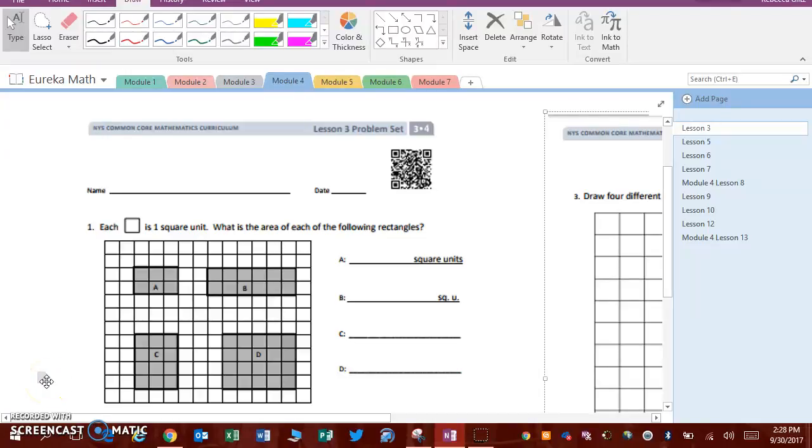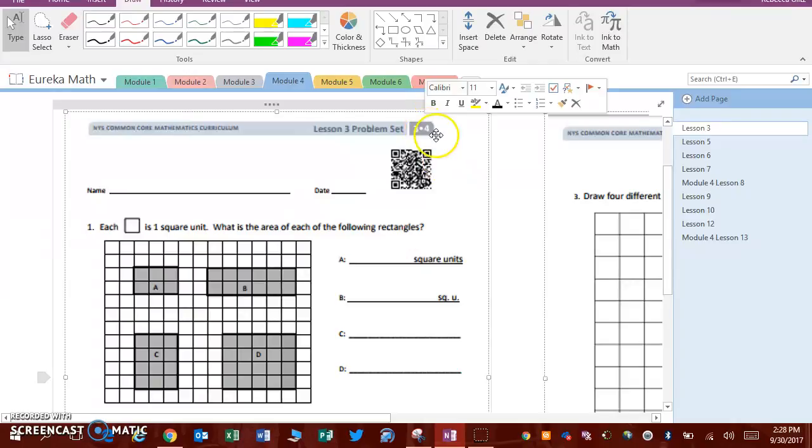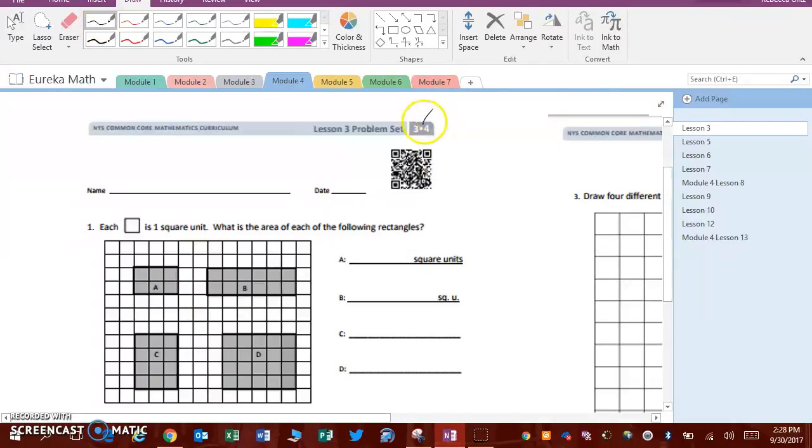Hi everyone, this is lesson 4, or excuse me, module 4, you can tell right here. And it's lesson 3, so this is after lesson 20 in your math binder. Okay, we go from module 1 to module 4.